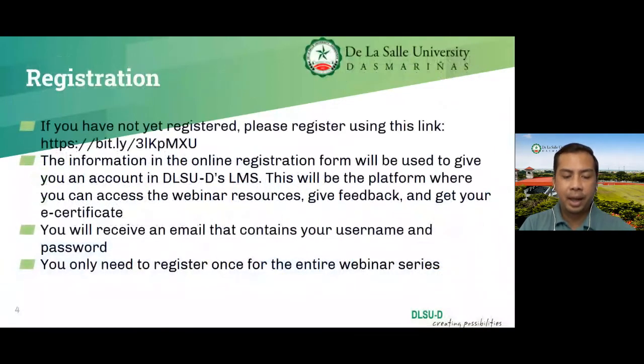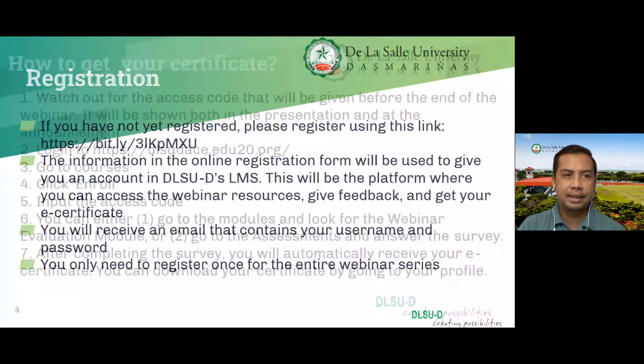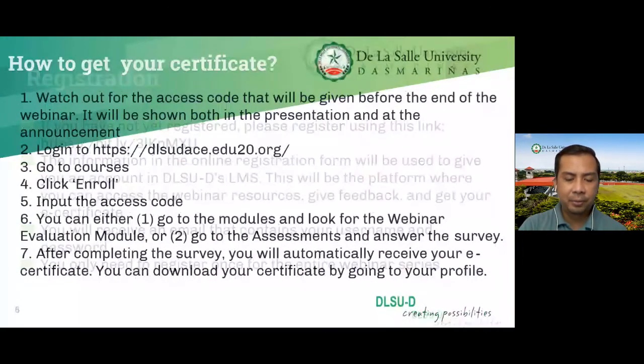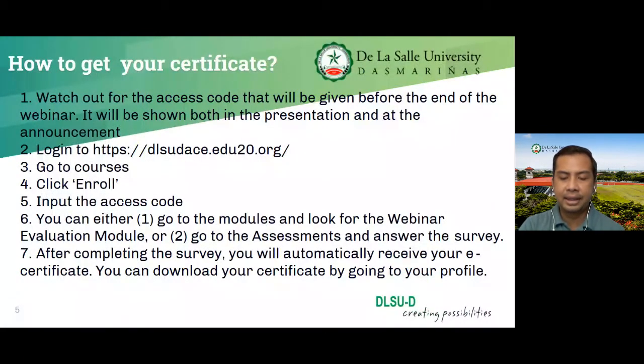For the registration, if you have not yet registered, please register using this link. The information in the online registration form will be used to give you an account in DLSUD's learning management system. This will be the platform where you can access the webinar resources, give feedback, and get your e-certificate. You will receive an email that contains your username and password. You only need to register once for the entire webinar series. Now, to get your certificate, watch out for the access code, which will be given at the end of the webinar. It will be shown in the presentation.